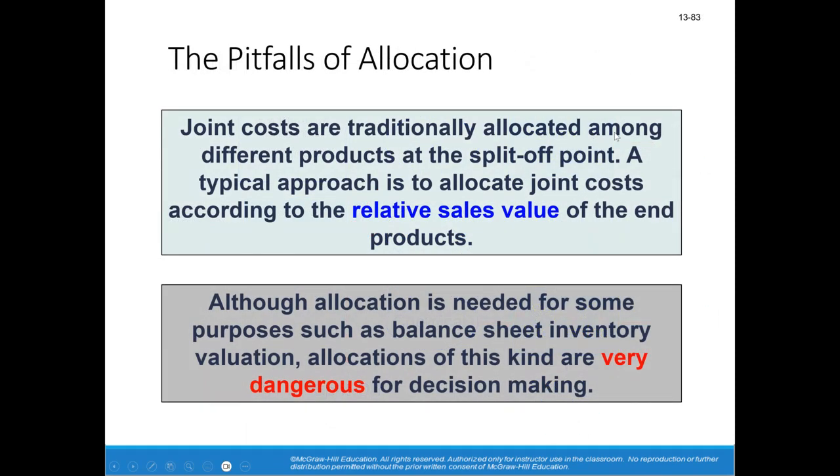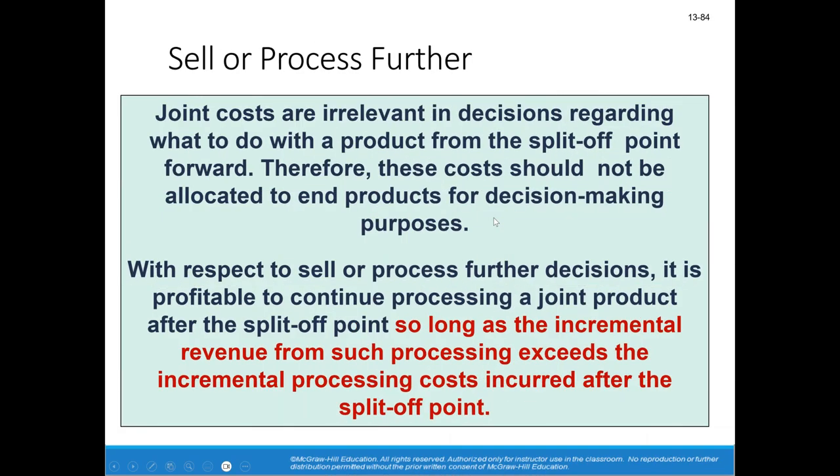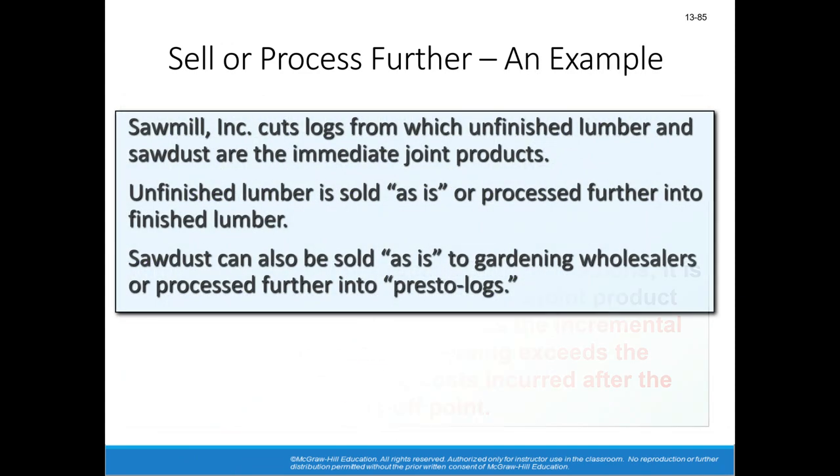The joint costs are typically allocated among different products at the split off point. A typical approach is to allocate joint costs relative to the relative sales value at the end product. But that could be very dangerous, okay? Joint costs are irrelevant in decisions regarding what to do with a product from the split off point forward. What we're concerned with is what is our incremental profit and what are our incremental costs?